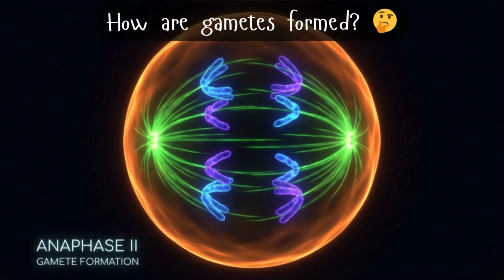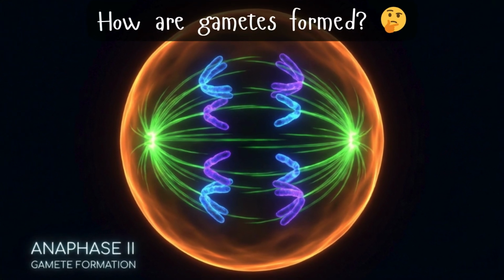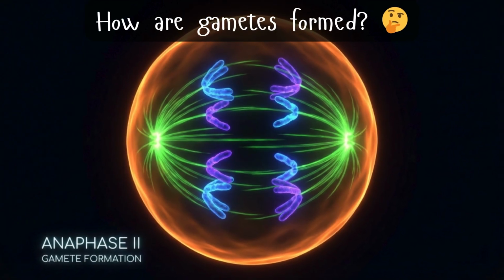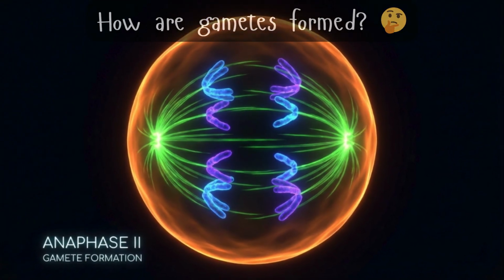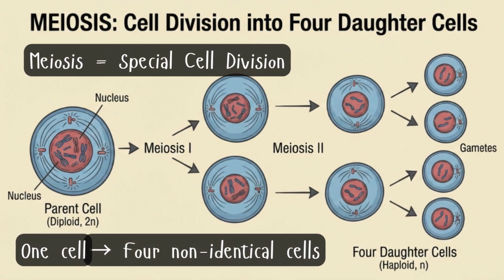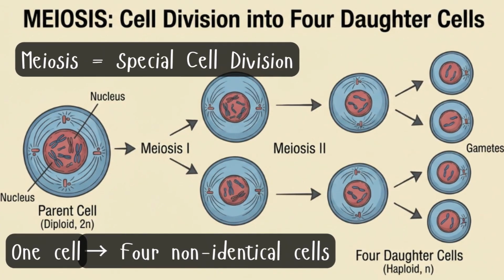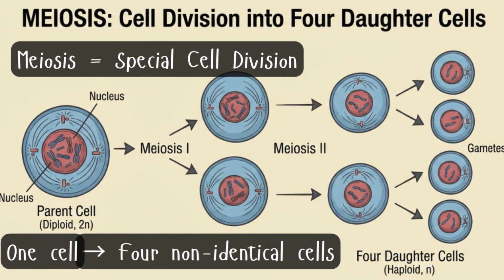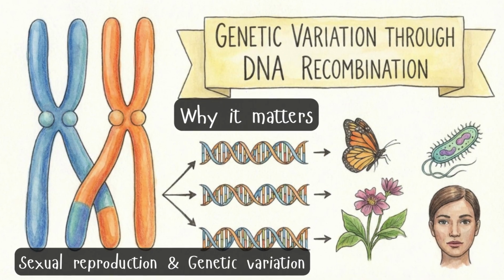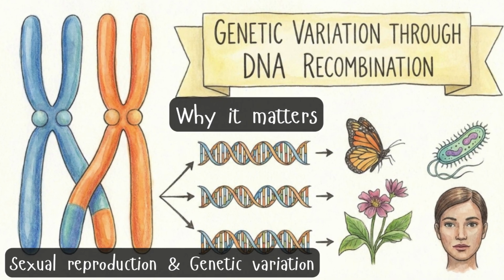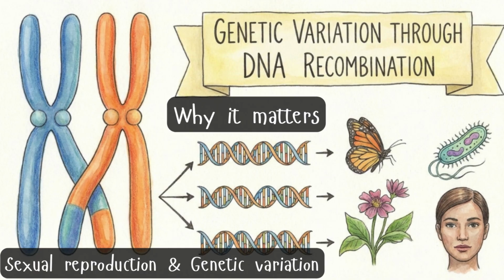Have you ever wondered how sperm and egg cells are formed? This process is called meiosis, and it's very different from mitosis. Meiosis is a type of cell division that produces four genetically different daughter cells, known as gametes. Meiosis is essential for sexual reproduction and creates genetic variation, which is important for evolution.